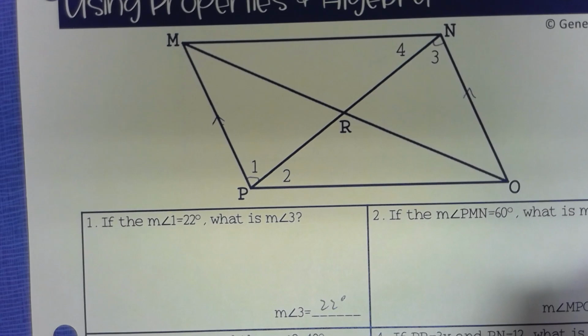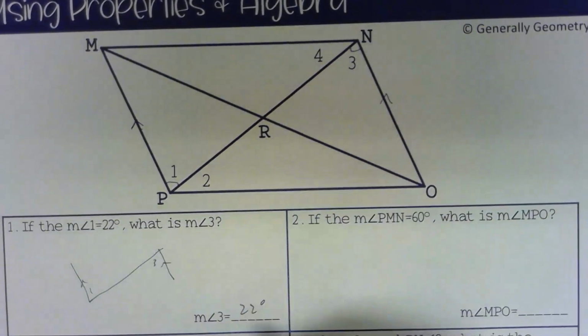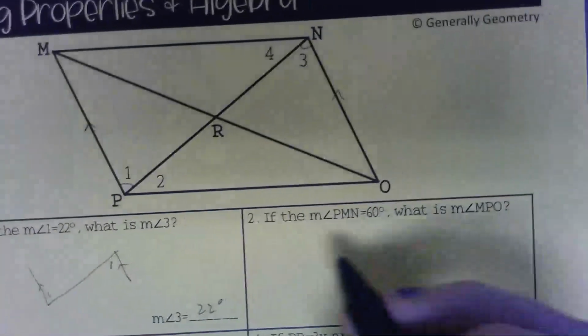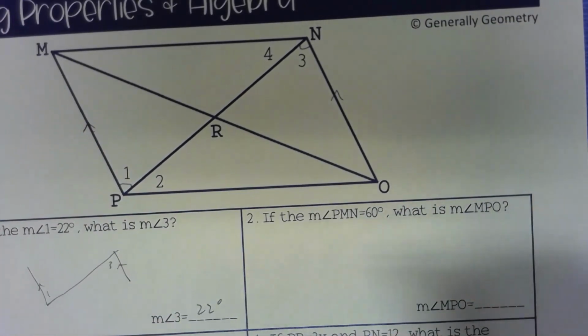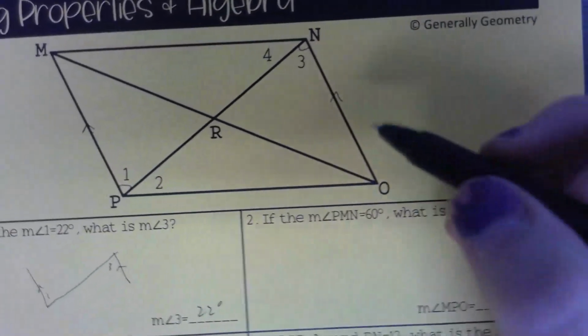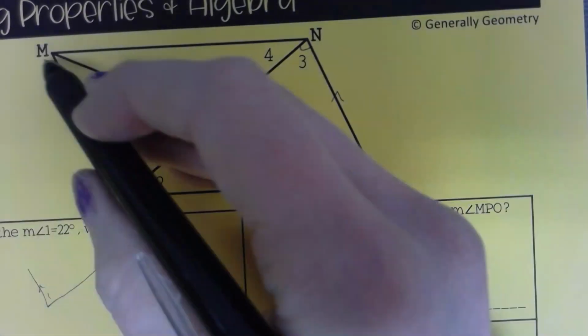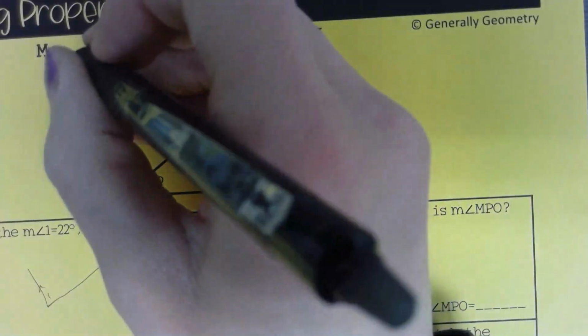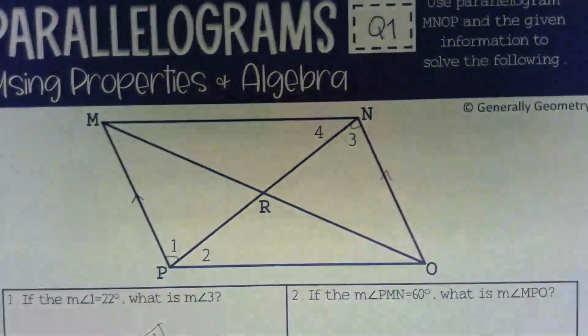Just draw the relevant pieces here and then see that if these are parallel, then angle 1 and angle 3 are alternate interior angles. Measure of angle PMN is 60 degrees. So here's PMN, so that entire angle there is 60 degrees.